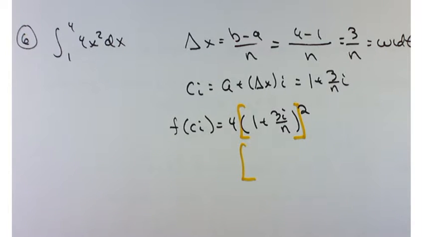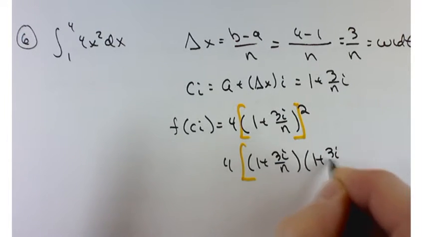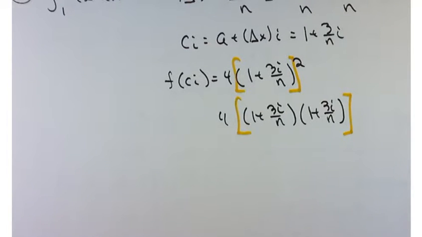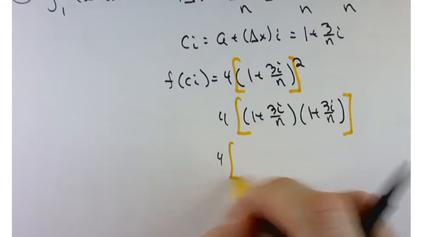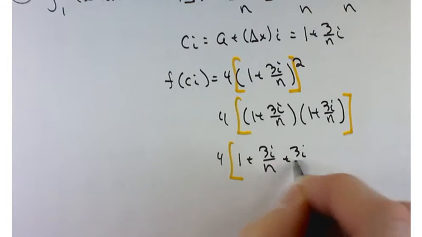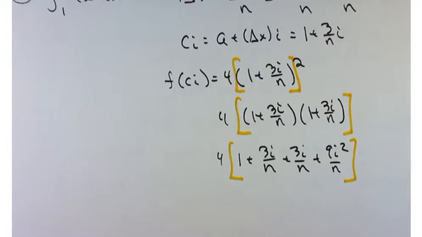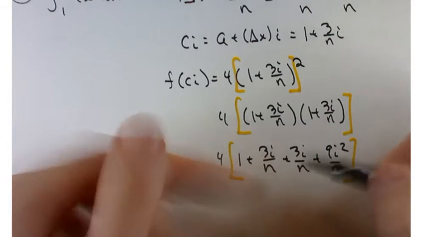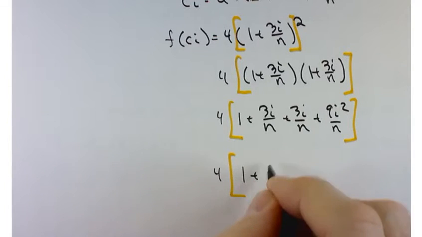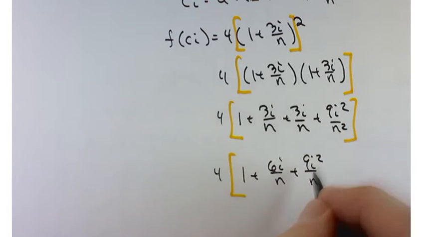The 4 is going to stay out in front. I'm going to multiply 1 plus 3i over n times 1 plus 3i over n and FOIL this all out. One times 1 is 1, plus 3i over n twice. You've got like terms in the middle that you can combine. So that's 1 plus 6i over n plus 9i squared over n squared. Should be a squared here.